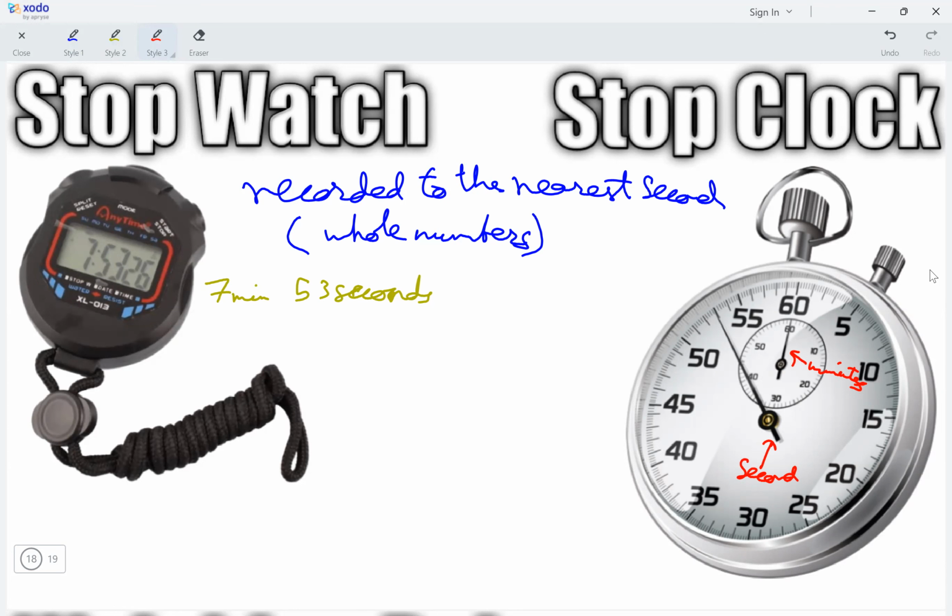So right now, the minute hand is at 60, which means 0 minutes. Because if it was more than 0, then the minute hand would have moved. And the second hand recording the seconds to the nearest second in whole numbers would be 50, 51, 52, and 53. So this reading is at 53 seconds. And this is how we use a stopwatch or a stop clock to measure time during chemistry experiments.